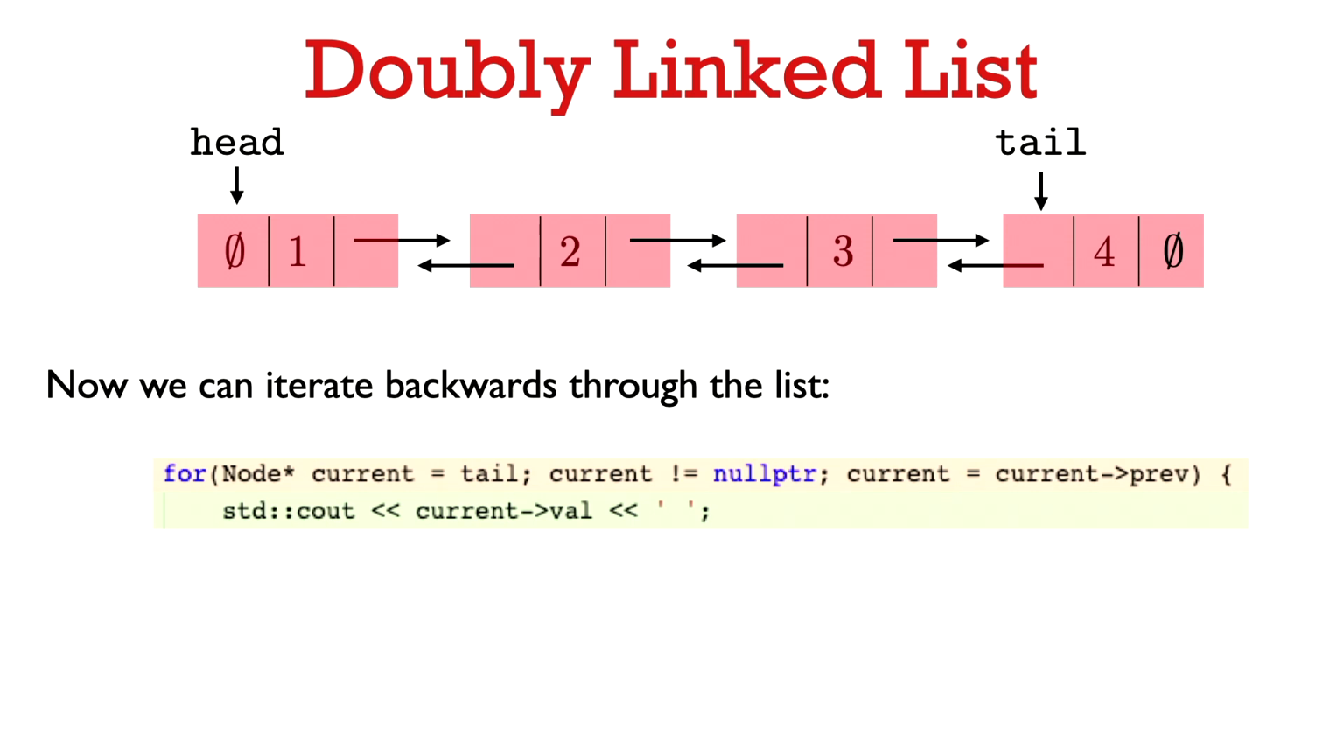So in a doubly linked list, you can iterate through it forwards or backwards. So here's how we could iterate backwards through the list. So for a pointer to a node called current, we initialize it to be the tail. While it's not the null pointer, we just update current equals current pointing to previous. And now we're going to walk backwards through the list.